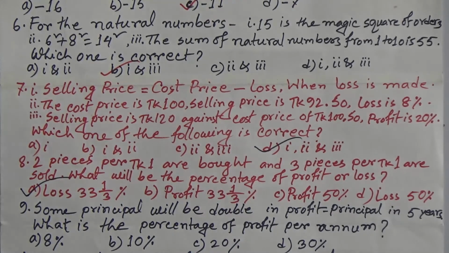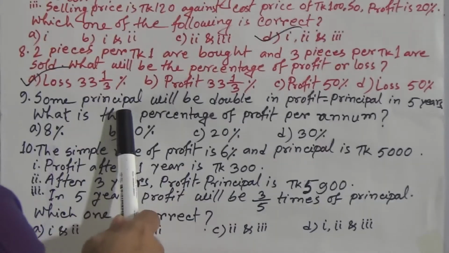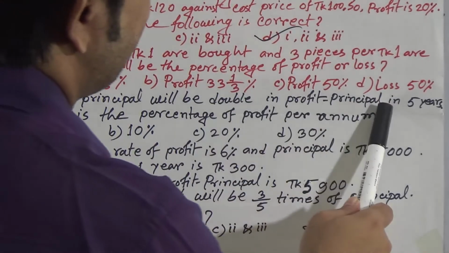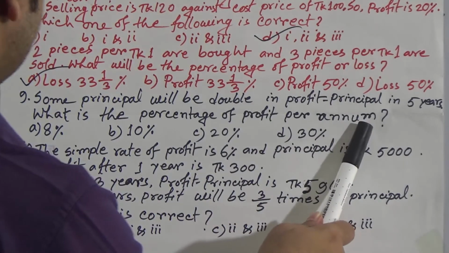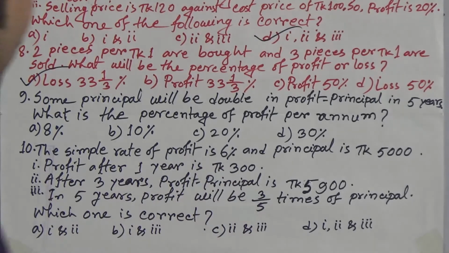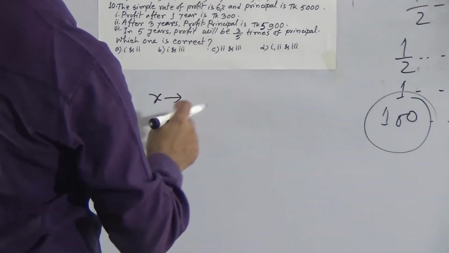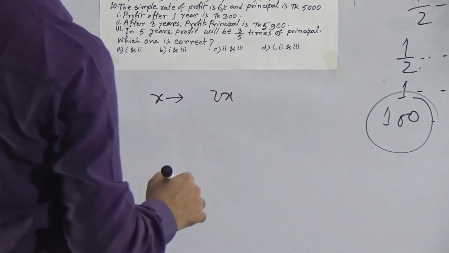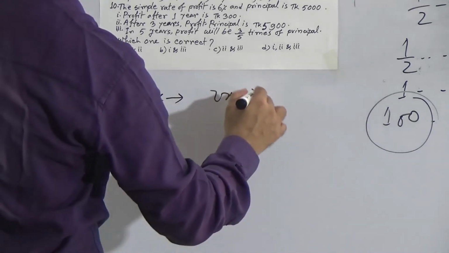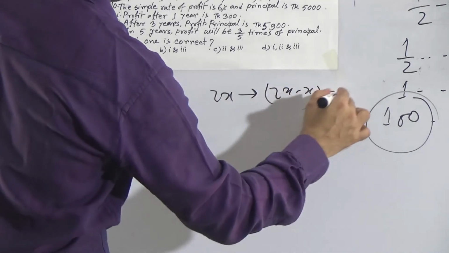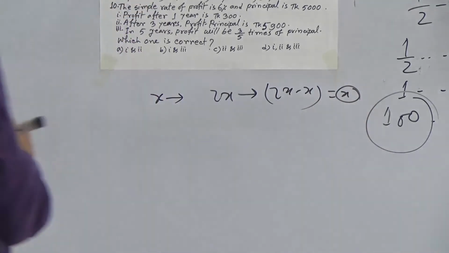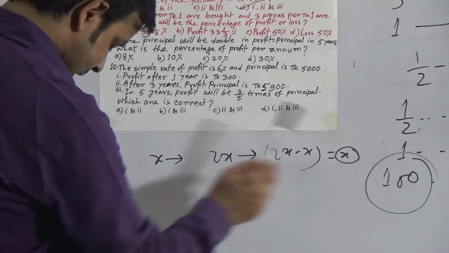Now question 9: a sum principal will be double in profit principal in 5 years. What is the percentage of profit per annum? Okay dear students, now see here we can calculate this one easily. Suppose the principal is x taka, then profit principal will be 2x taka, as it will be double, and in that case the profit will be 2x minus x, it means that x taka. In case of principal x taka, profit is x taka.